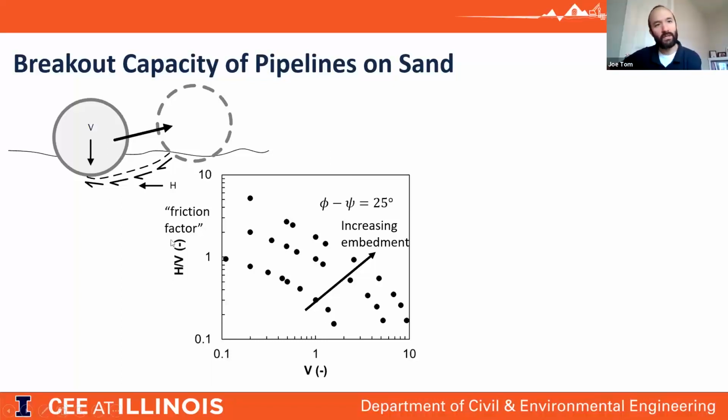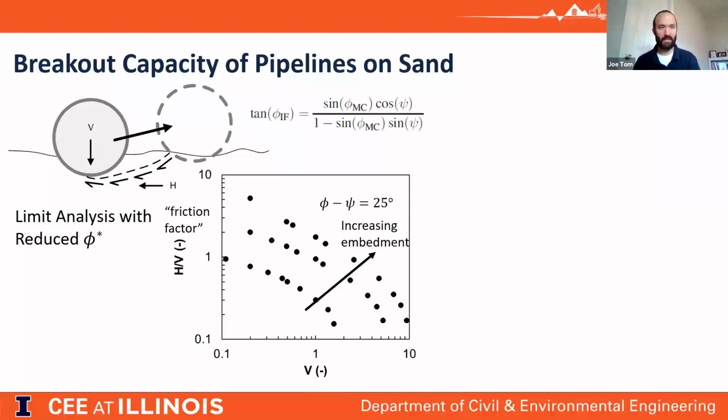That value of H over V is often called a friction factor in offshore pipeline design, but you can clearly see it's not really friction. It's not really a frictional factor because it's changing. The value of this ratio depends very strongly on the value of the applied vertical load.